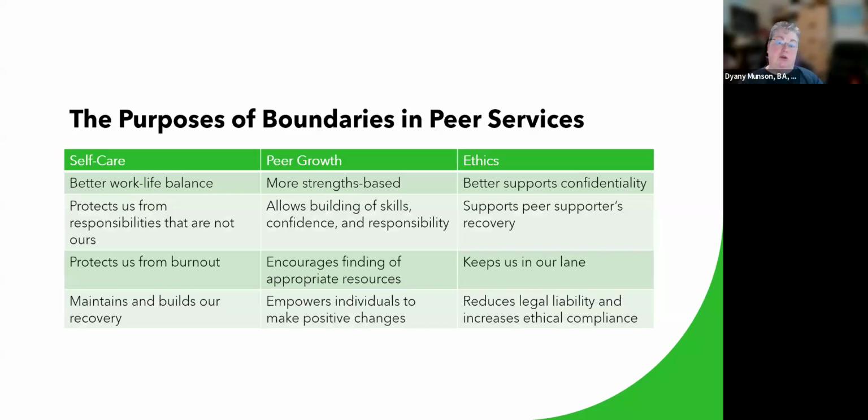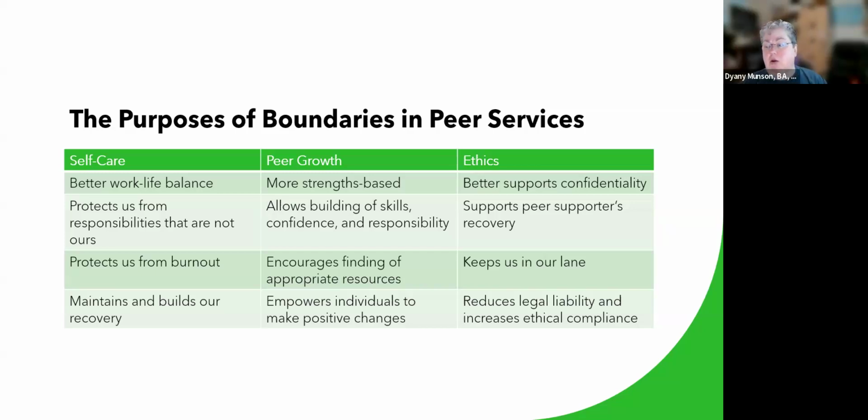The purpose of boundaries in peer services is pretty much threefold. One of the things we hear a lot about is healthy boundaries, but sometimes it's difficult to understand that it's not just about cutting people off, it's not just about saying no, and it has a lot more benefits than just our preservation. For instance, under self care, we have a better work life balance if we set and enforce boundaries well. It protects us from responsibilities that are not ours. It protects us from burnout, and it maintains and builds our recovery.